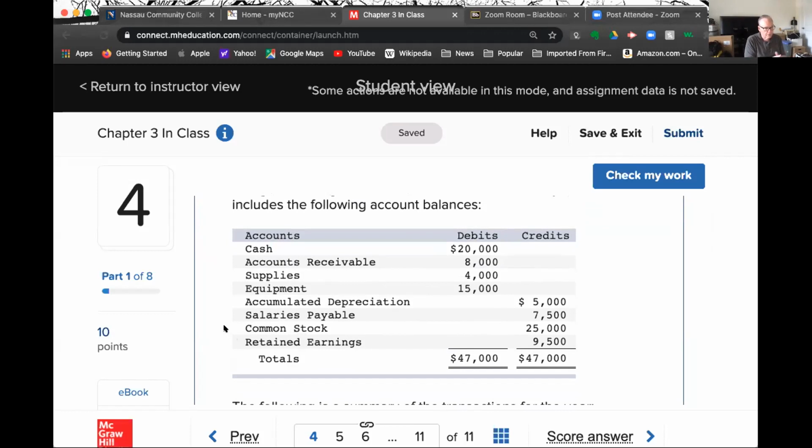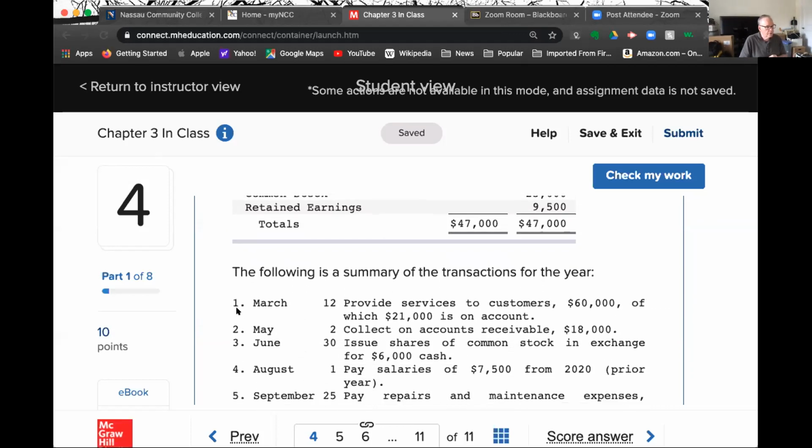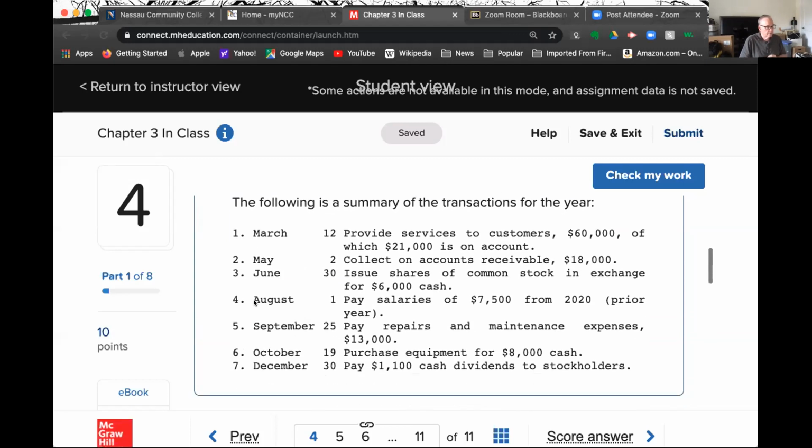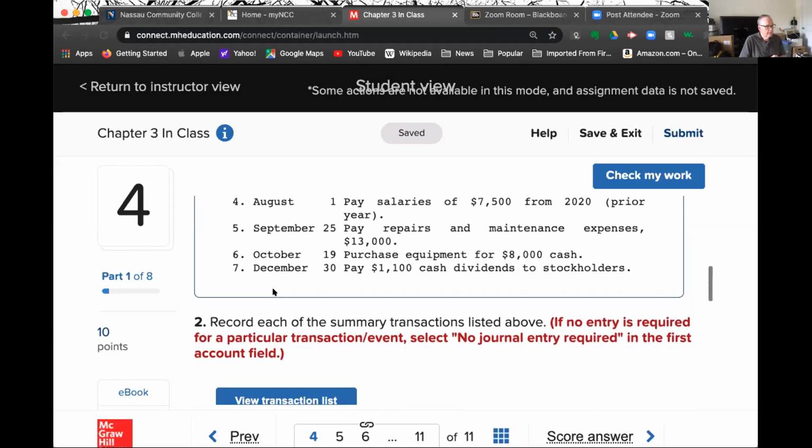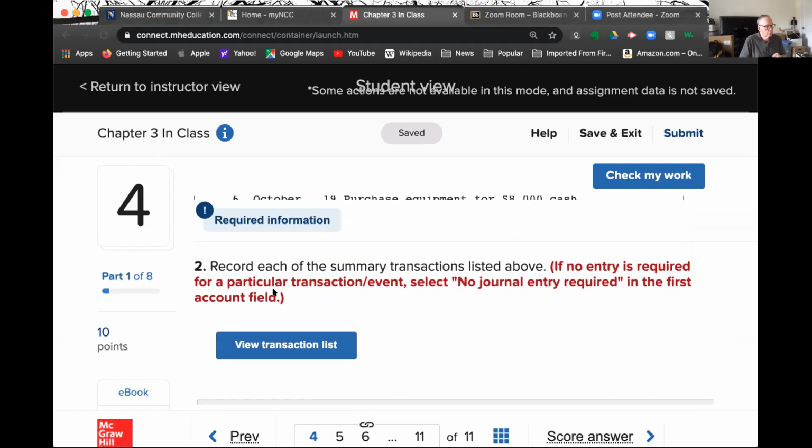Remember we talked about closing the accounts? So you always close the accounts at the end of one period so that you start out the next period with 0 balances in the revenue accounts, the expense accounts, and the dividend account, right? So that's the first indication of what's going on. The following is a summary of transactions for the year. It's not each individual transaction, it's a summary. So the first thing they want us to do is to record these transactions listed above.